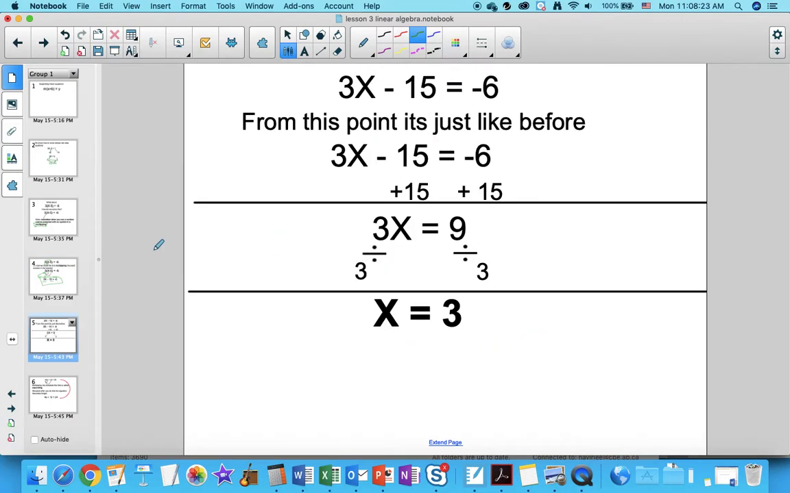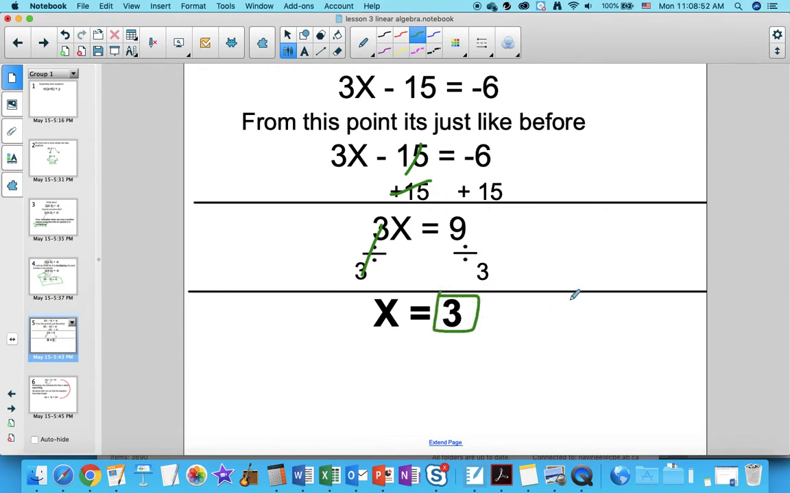Right? So from this point, it's just like before. 3x minus 15 equals minus 6. Okay, well, I have minus 15. I'm taking away 15, so I'm adding 15. Cancel, cancel. Minus 6 plus 15 is 9, right? Because I have a negative 6. I'm adding positive 15. So it's basically like saying 15 minus 6 is 9. Now I have 3x equals 9. 3 times x, 3 divided by 3, cancel. x equals 9 divided by 3 is 3.